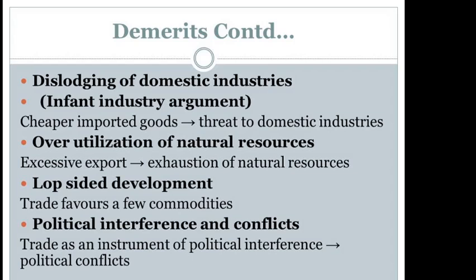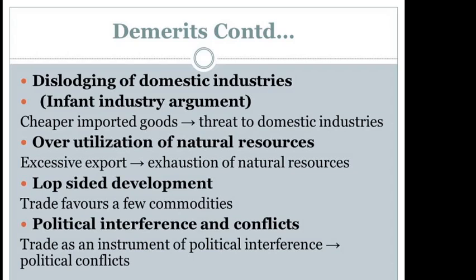Excessive export may exhaust the natural resources of a country in a short span of time. That can lead to economic downfall of that country in the long run. If a country is exporting excessively, then it can lead to the exhaustion of natural resources, and as a result, in the long run, they will be facing scarcity of natural resources. So excessive export can lead to overutilization of natural resources and thereby exhaustion of natural resources.